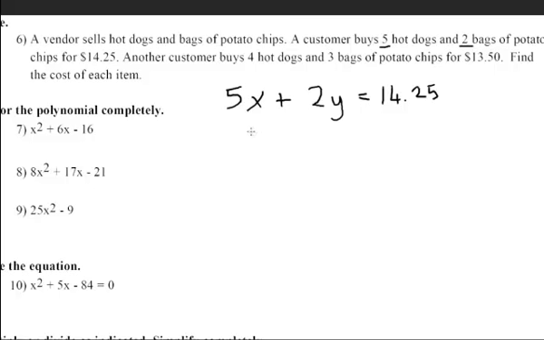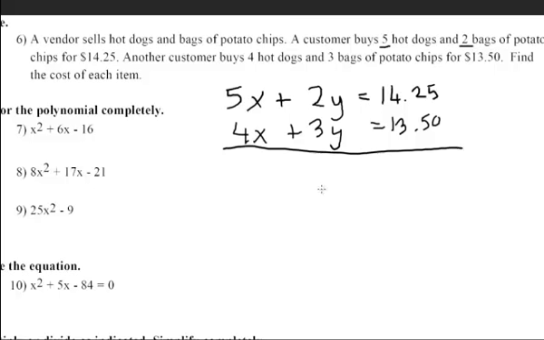Right, 4 hot dogs, so 4X, and 3 bags of chips, 3Y, equals $13.50, okay? So, we've got to solve this.